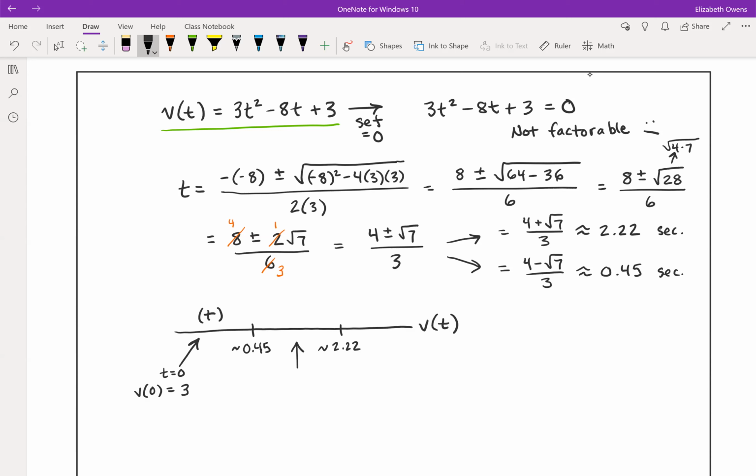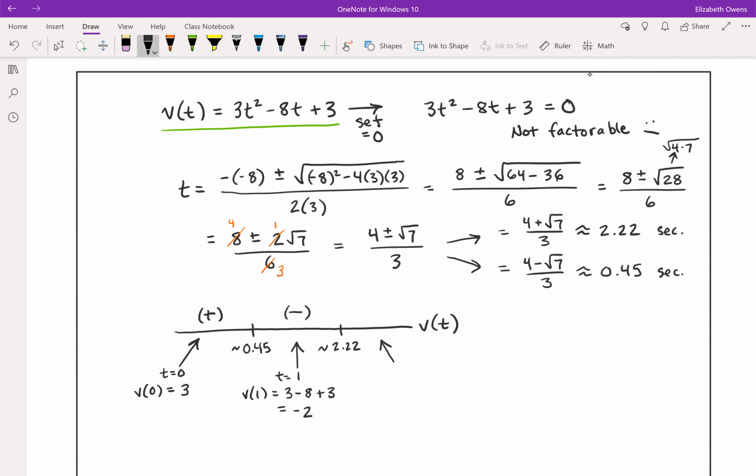Okay, now move to your next interval here. I might pick t equals 1 in that interval. Just pick something that's easy for you to plug in. And let's check v of 1. That'd be 3 times 1 squared minus 8 times 1 plus 3. And so we'd end up with 6 minus 8, which is -2. So there's a negative velocity. All the velocities in that interval are going to be negative.